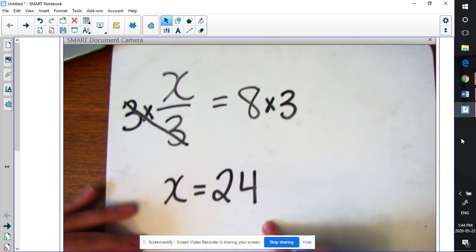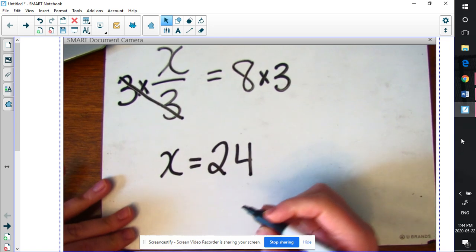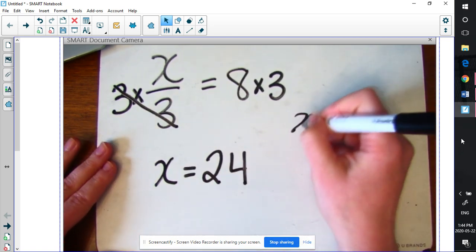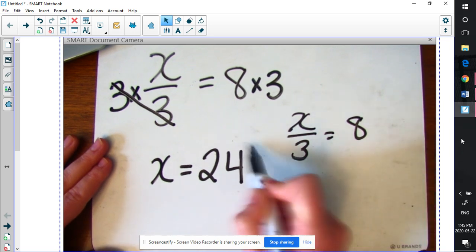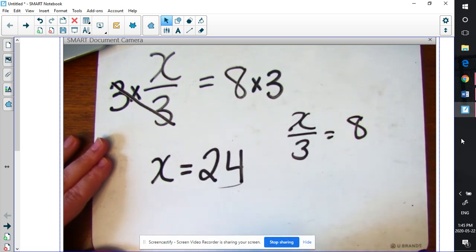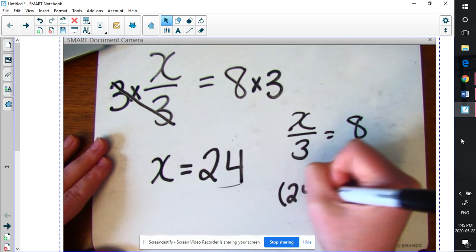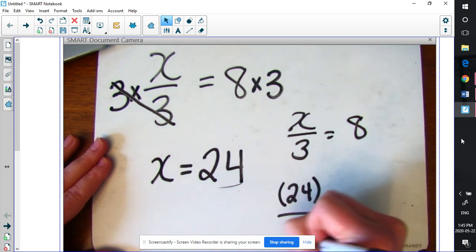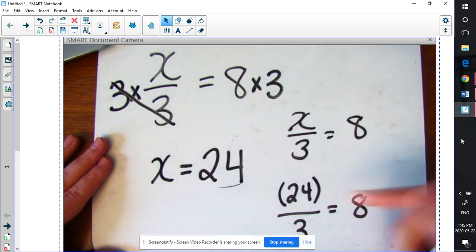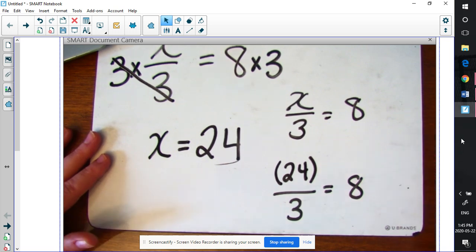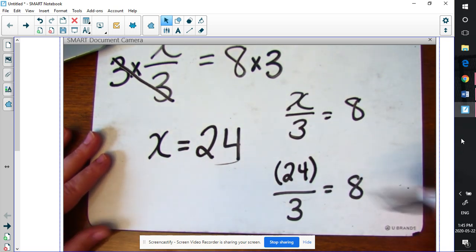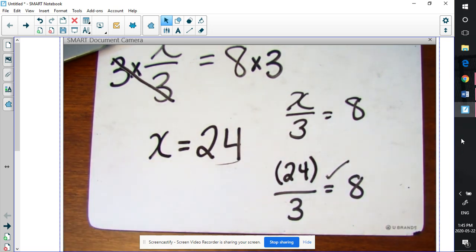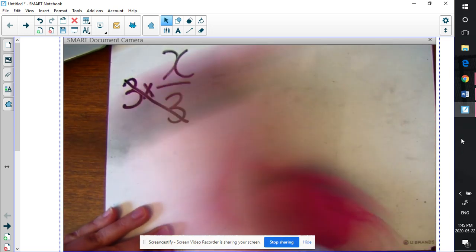So that's my answer. Now we can always check our work by going back to the original equation and putting our answer in for the variable. So I'm going to write 24 in brackets divided by 3 equals 8. And then you can take out your calculator if you want and just double check. What is 24 divided by 3? Hint, it's 8. So that means it's right. Okay, that's the first one.